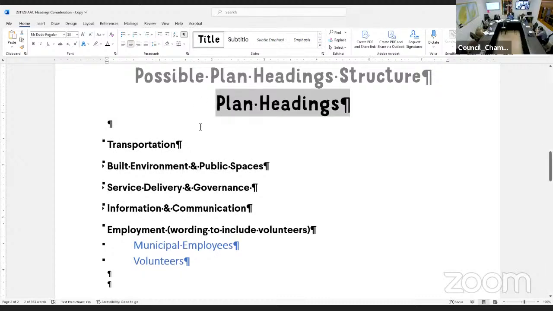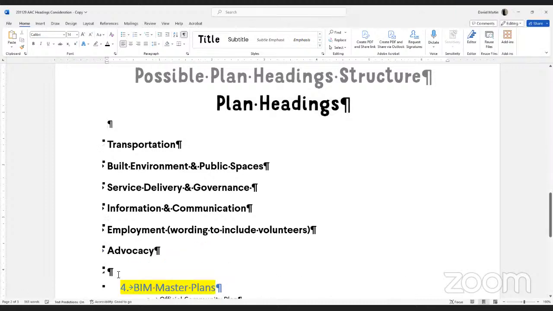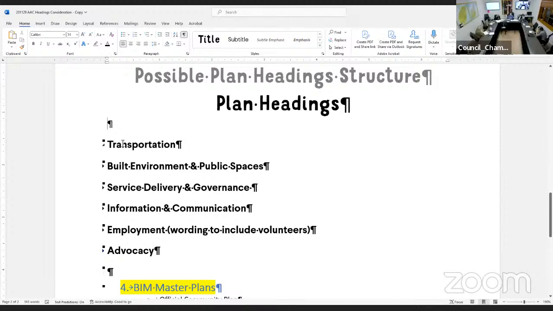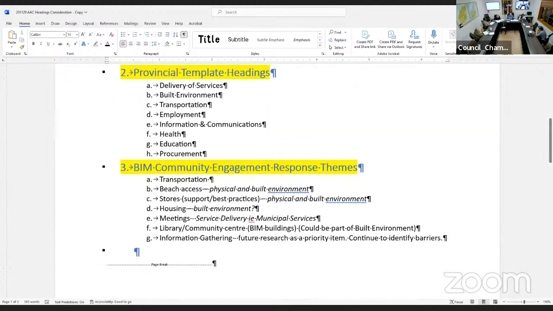Okay, so we've got transportation, built environment, service delivery. I'm just rereading the headings on the document that Daniel has been editing: transportation, built environment, service delivery and governance, information and communication, something about employment, something about advocacy. Those are the big headings. And just one last check, go back to the Bowen Island topics. I think we've got them all. Have we left anything out?